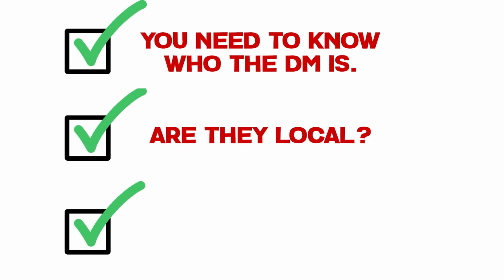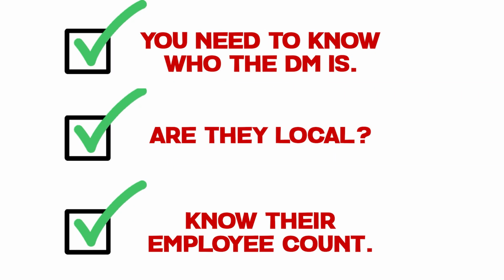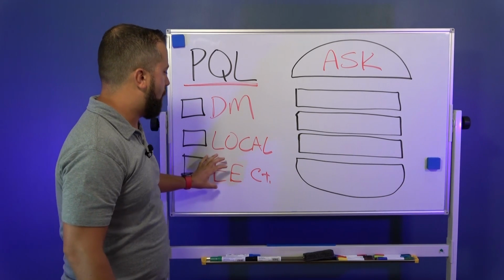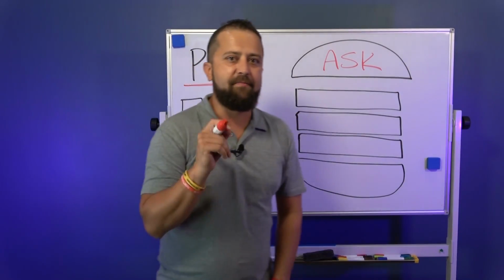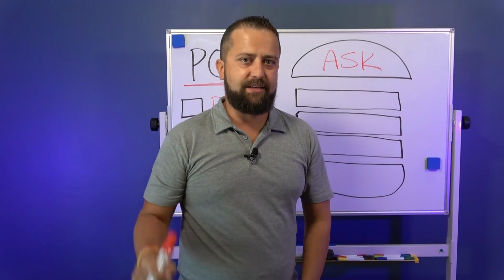And number three, we want to know their employee count. We want to make sure that this is a group that we can actually work with. Decision maker name, local, employee count. Once I have those three pieces of information, I have met my objective.